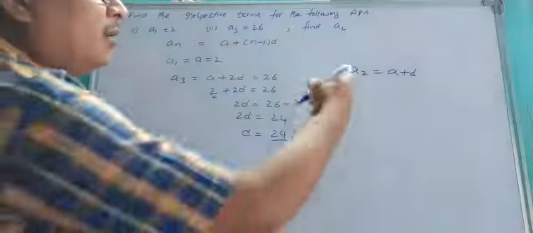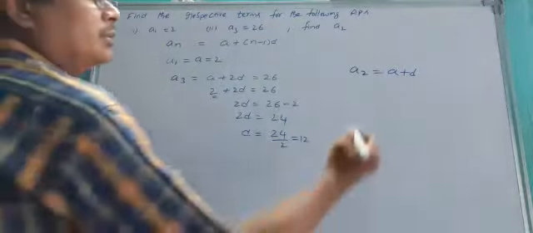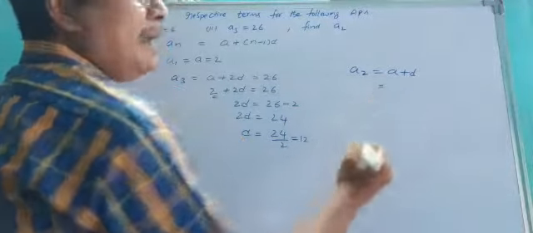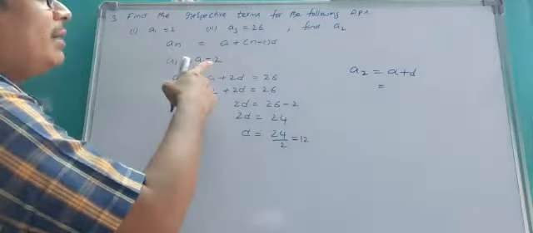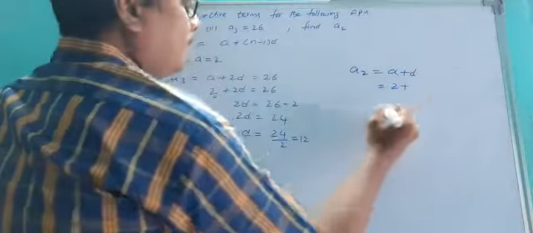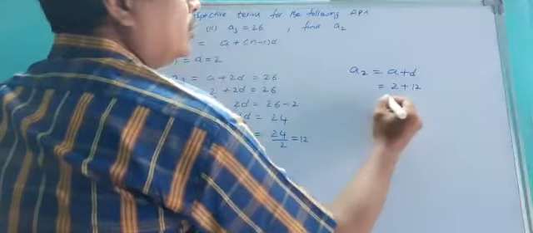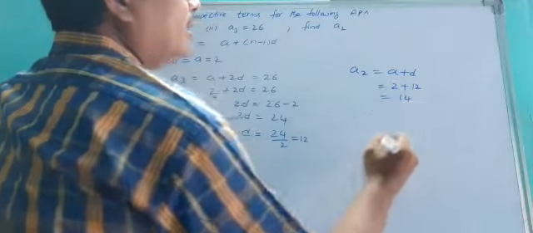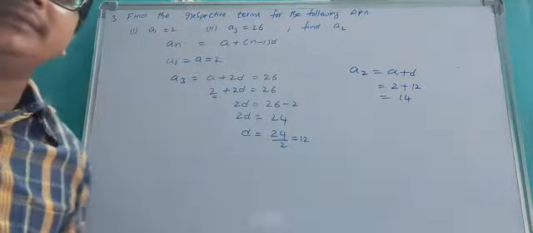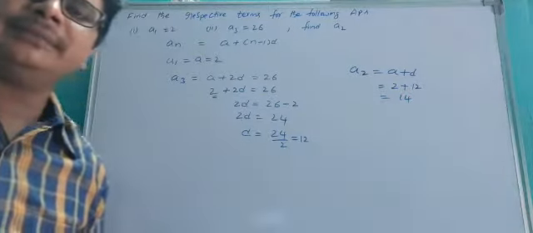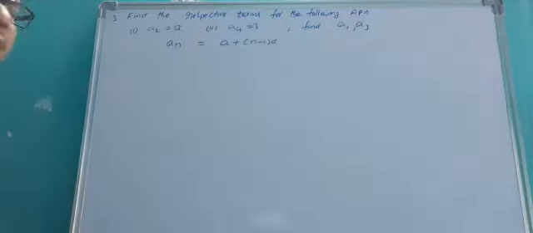Now we have to find the value of a2. Therefore a2 equals a plus d. a is given as 2, plus d equals 12. So the second term is 14. The next question.